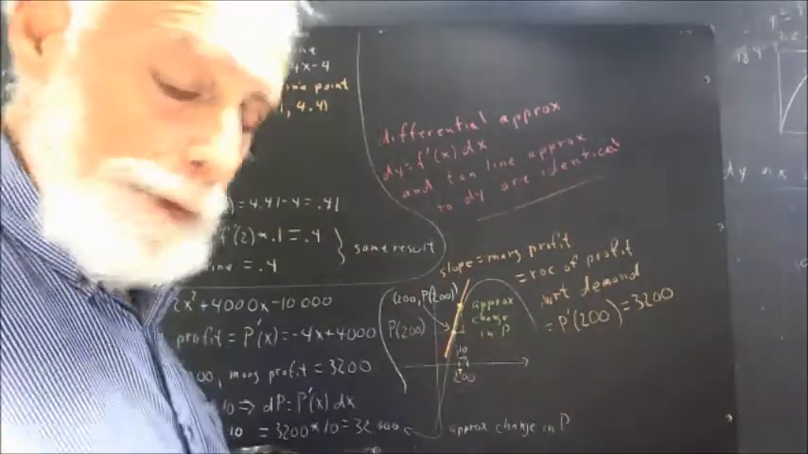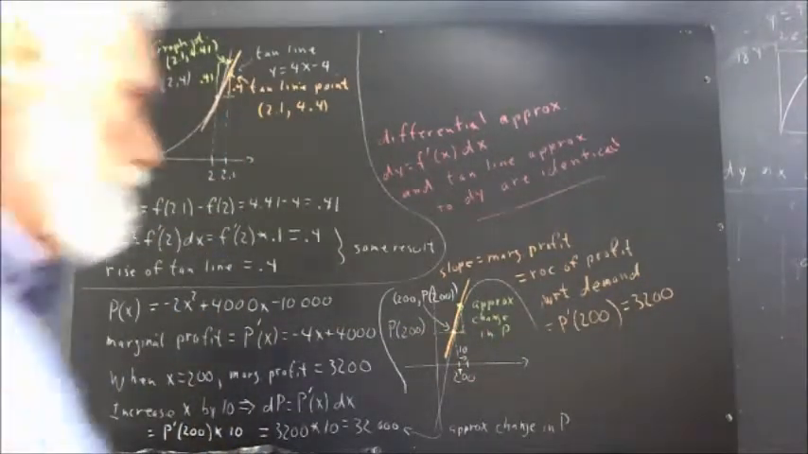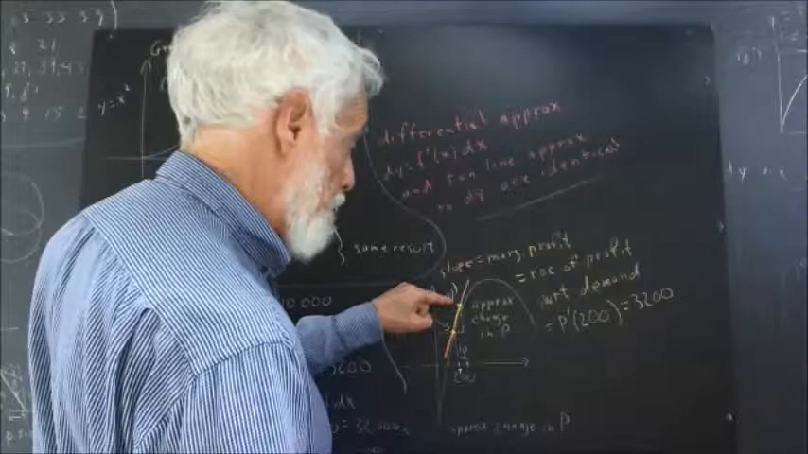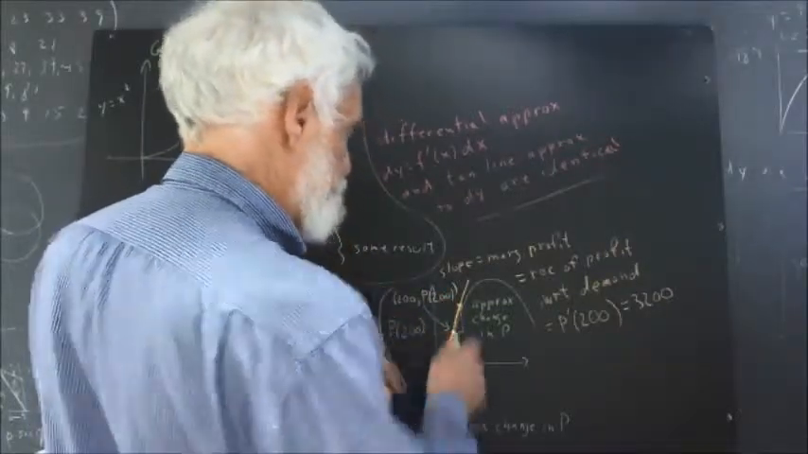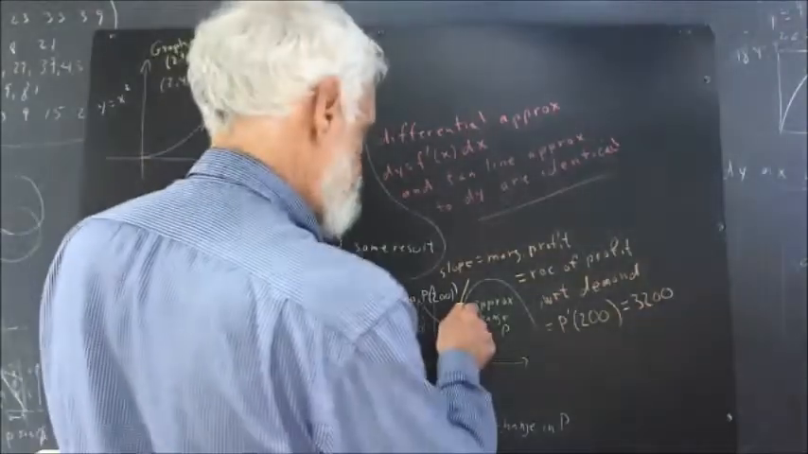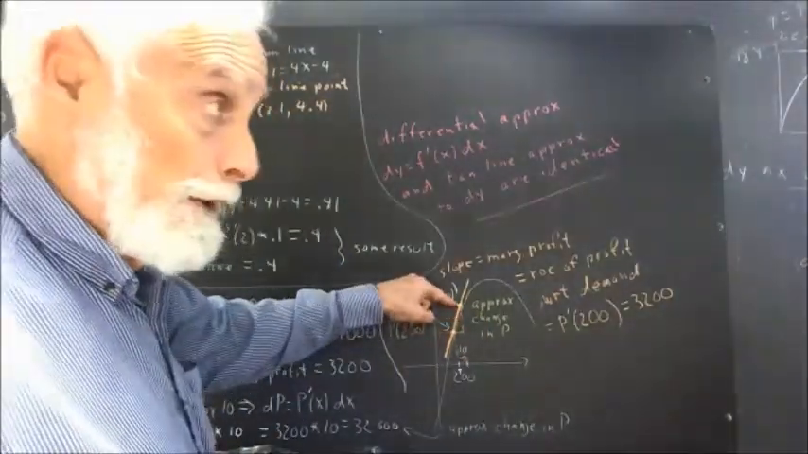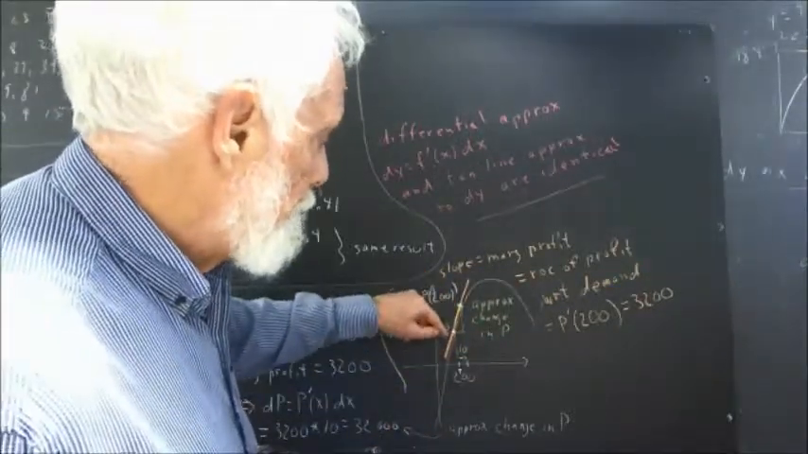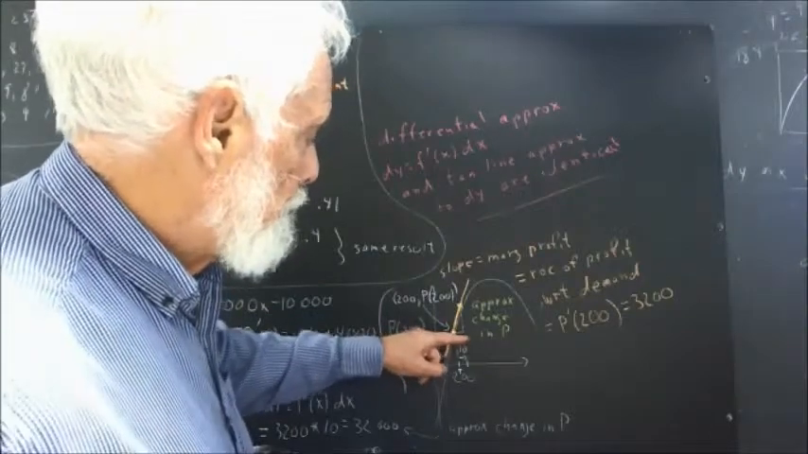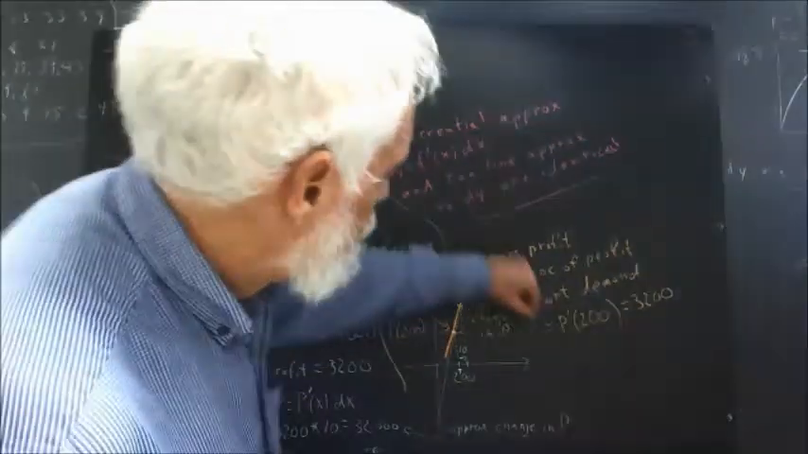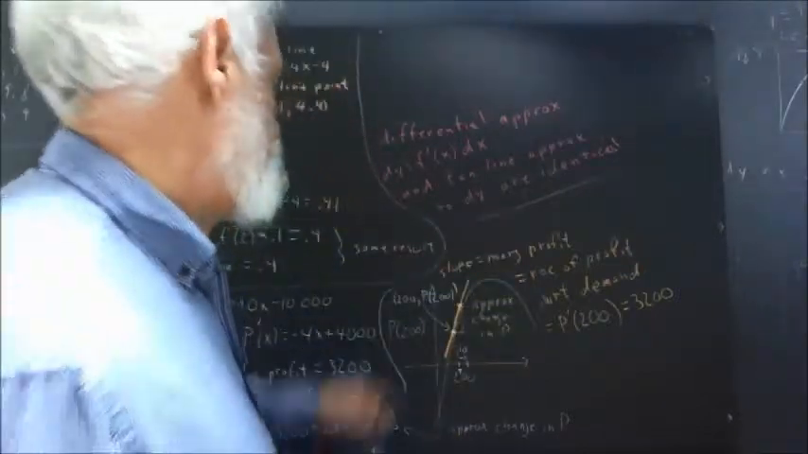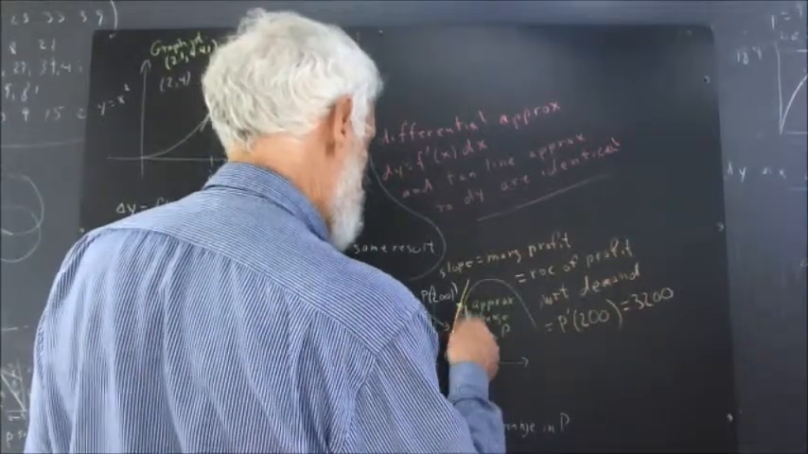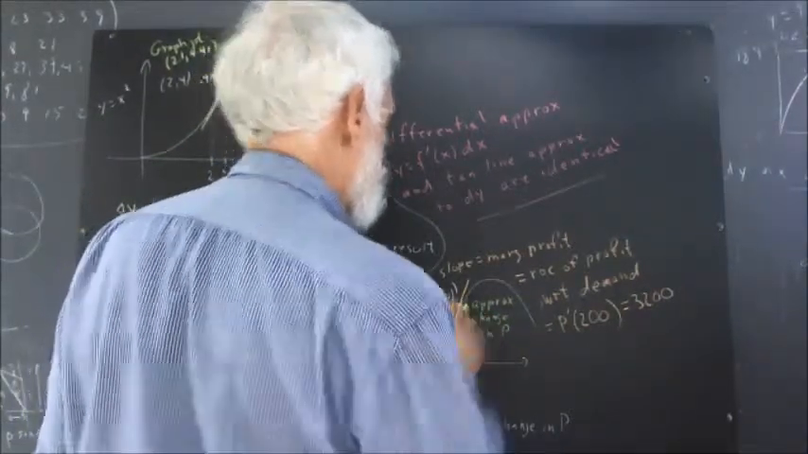Now we want to find the approximate change in P. Well, the approximate change in P is from here, the profit at 200, to the profit if we change by 10. Using the tangent line, we see that we're going to overestimate the profit. If we understand that this is an upside down parabola, we understand that if we move 10 units in this direction, we're going to end up above the graph because the graph is concave down. Okay, so we have the approximate change in P being from here to here.